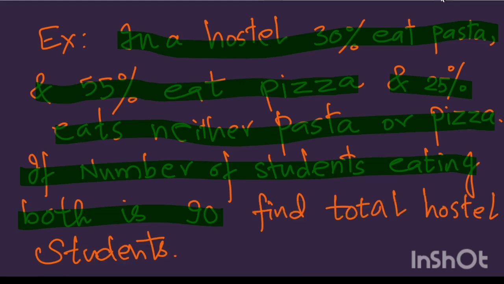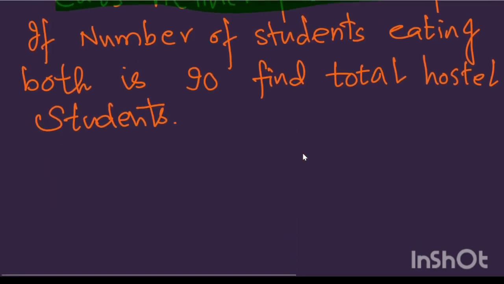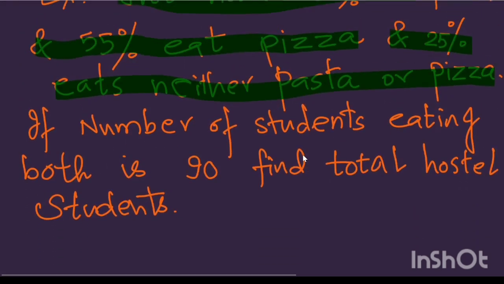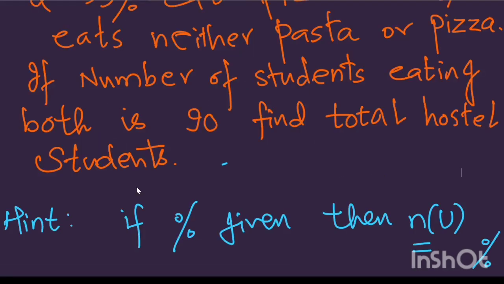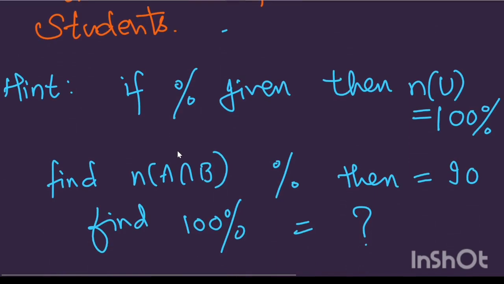So what should be our approach? What should be the hint for this question, guys? The hint, the approach is, if percentage is given, then the total, n(U), we can assume as 100%. If the percentage refers to hostel students, then the total number of students, n(U), must be assigned 100%. So from this, we can find n(A intersection B).